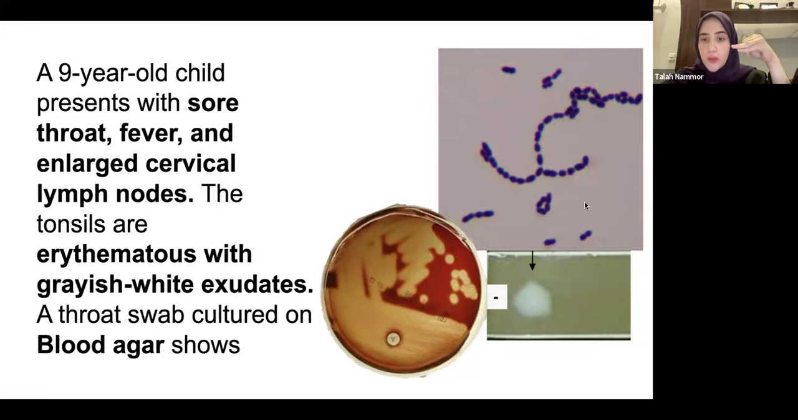Gram positive because it's purple. Is this bacilli or rods? What do you guys think? Okay, gram positive cocci in chains. Perfect. So we have gram positive cocci in chains. All right. Now let's look at this. Do you remember this? This was the catalase test. So in the catalase test, we don't see any bubbles. So this is catalase negative.